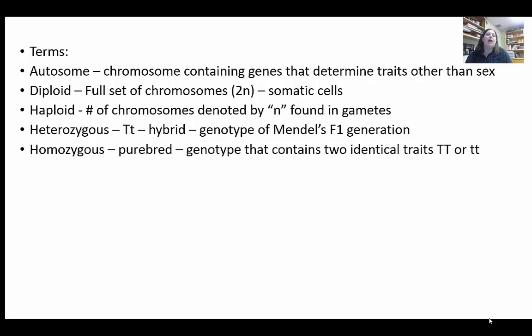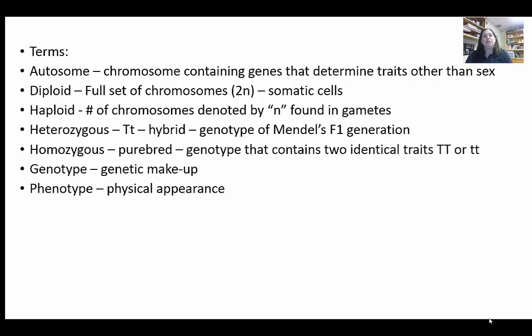chromosomes. Heterozygous is a big letter, little letter. They're different. This is also termed a hybrid. Now remember though, in Mendel's experiments, Mendel's first generation, the one right after the parents, were almost always hybrids. Okay. Homozygous also means same, so these are purebred, the genotype that contains two identical traits, so they could be homozygous dominant, big T, or homozygous recessive, little t, little t.